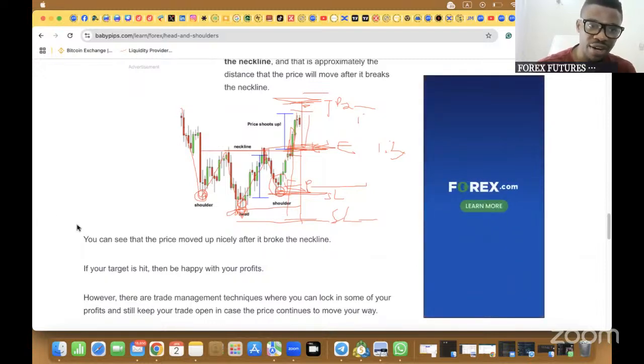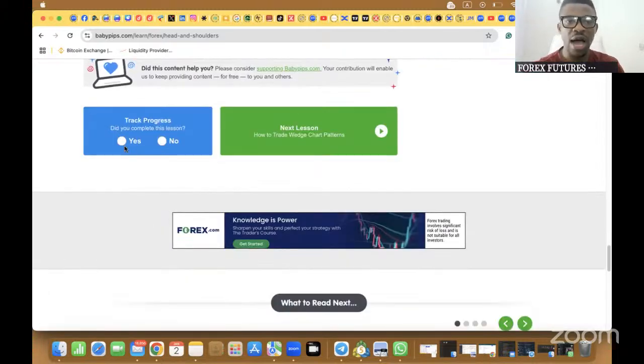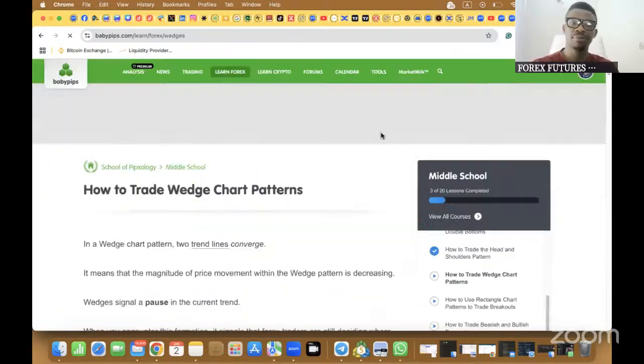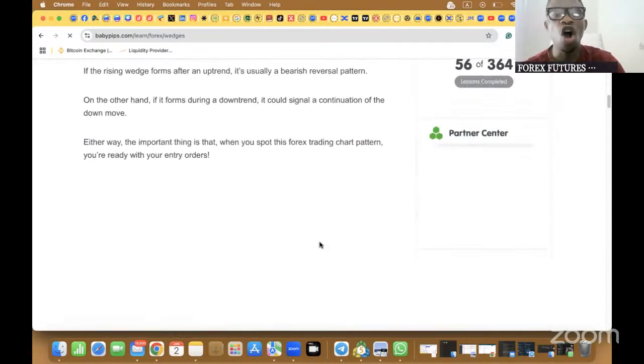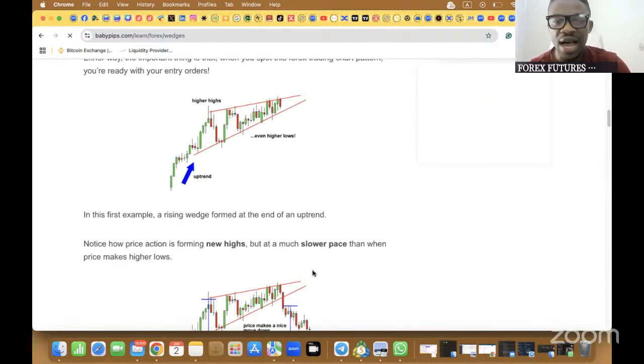I'm sure that is very clear. Ladies and gentlemen, that is the head and shoulder pattern. So I want somebody to go to the chat box and write head and shoulder. Type head and shoulder. So we have two types, head and shoulder itself, then inverted head and shoulder. All these other ones, the rising wedge, the falling wedge, they are the same thing.